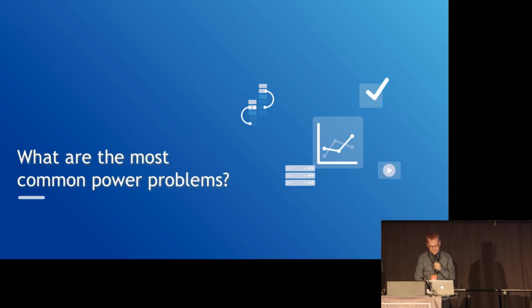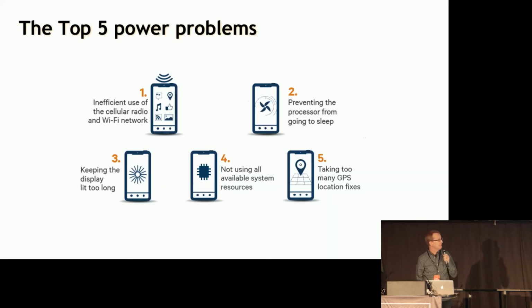So what are the most common problems for power? There's 5 of them. Number one is inefficient use of the cellular radio and Wi-Fi network. We're going to talk about how to fix that in a minute. Number 2 is preventing the processor from going to sleep. That's not as big of a problem now as it used to be. Number 3, keeping the display lit too long. That used to be a big problem. You don't see that much anymore. Number 4, not using all available system resources. That's still a big problem. And number 5, you see some apps taking too many GPS fixes.